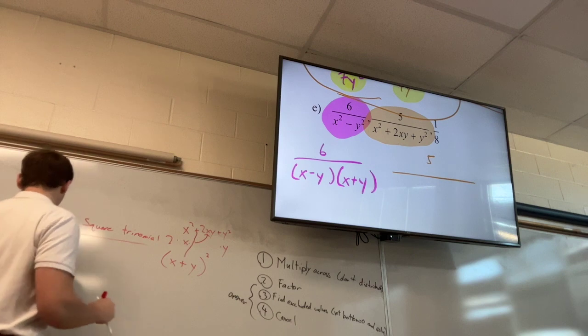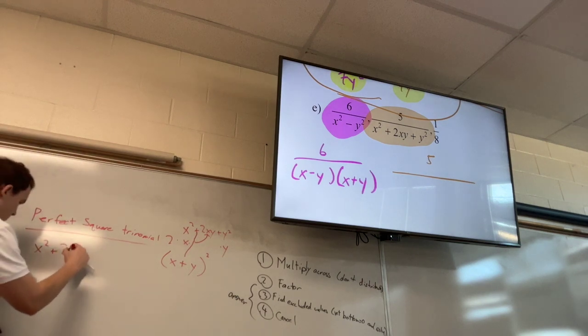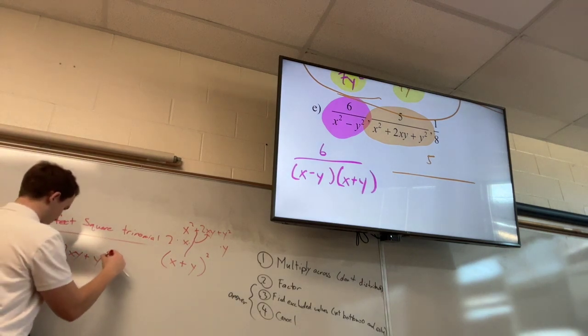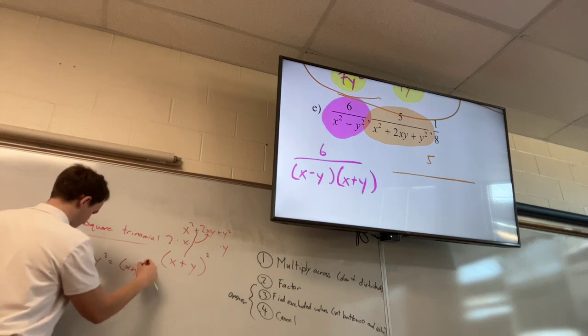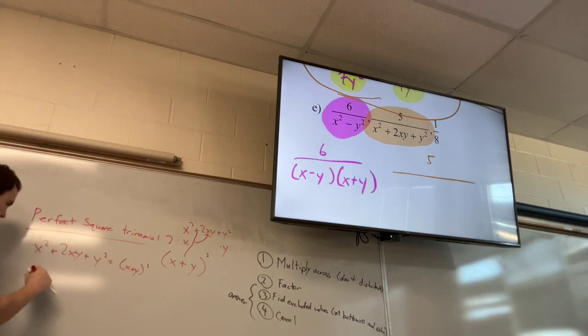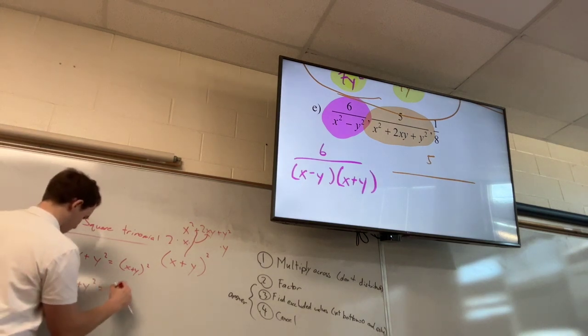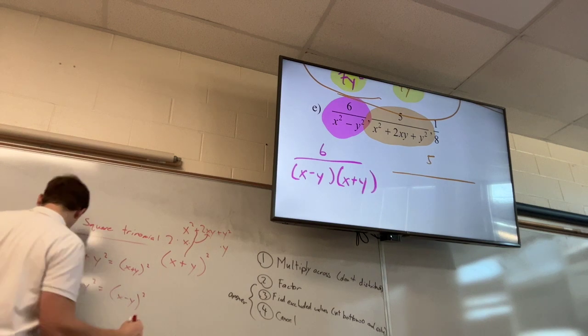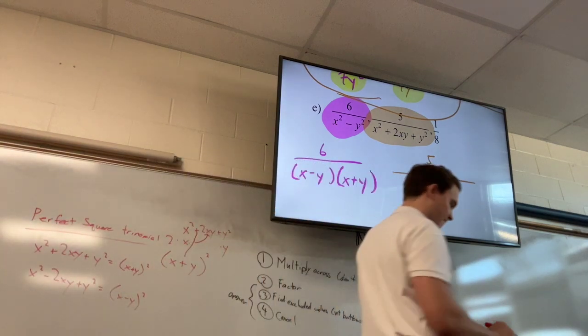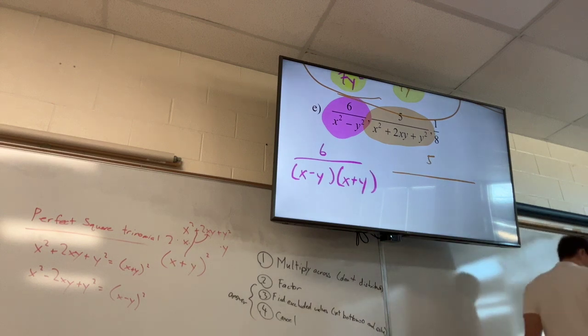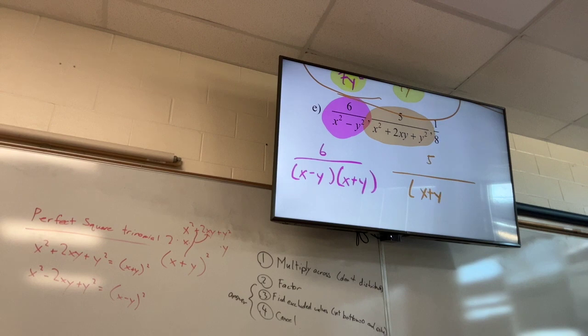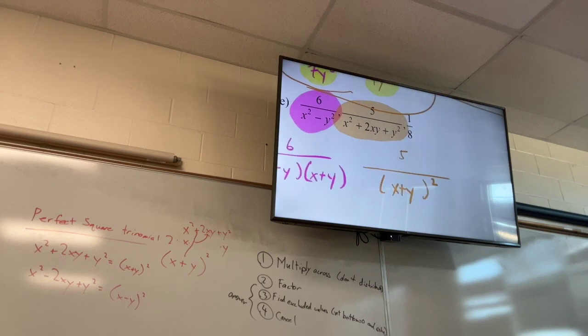I'll do this with x and y. Okay, so that's a little review of perfect square trinomials. So our denominator here in our orange fraction factors to x plus y quantity squared. Okay, and then the 1/8 does not factor. So I'm going to call it the green fraction.